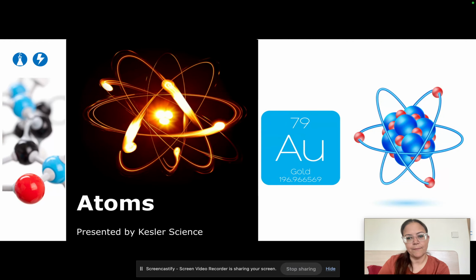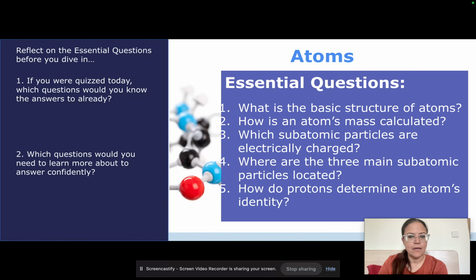All right, let's learn about atoms. So, essential questions for today's lesson: What is the basic structure of atoms? How is an atom's mass calculated? Which subatomic particles are electrically charged? Where are the three main subatomic particles located? And how do protons determine an atom's identity?